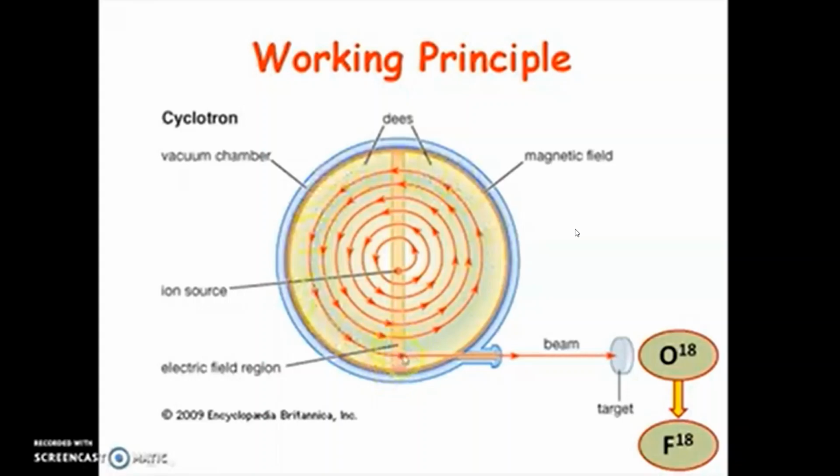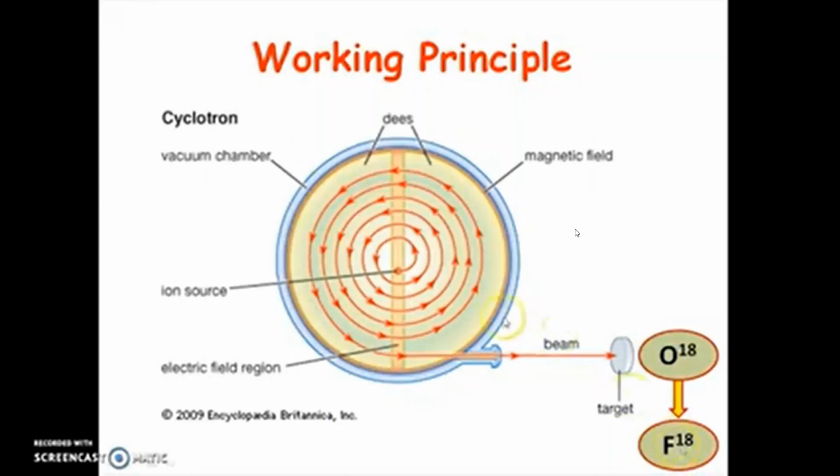Once it is accelerated as per the required acceleration, the particle will be diverted from the device and it will go and hit the target. What is the target normally we use? It is oxygen 18. When the fast moving ion particle strikes, it means it bombards the O18 continuously. This O18 will be converted into a radioactive element fluorine 18, which is the positron emitter.